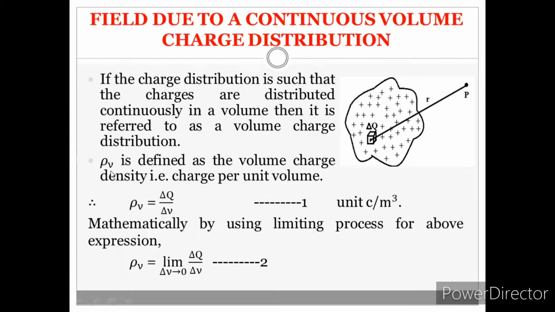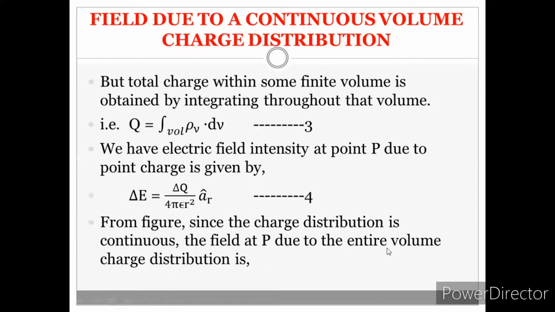It is denoted by rho V. Rho V is defined as volume charge density, that is, charge per unit volume. So rho V is del Q by del V. Mathematically, using the limiting process, we can make the volume shrink to 0, that is, limit del V tends to 0 of del Q by del V. This is the second equation.